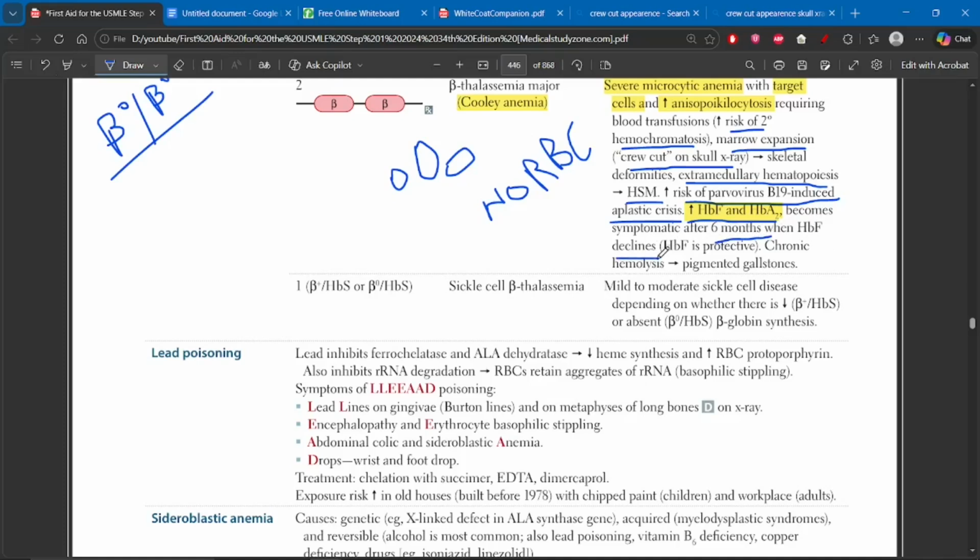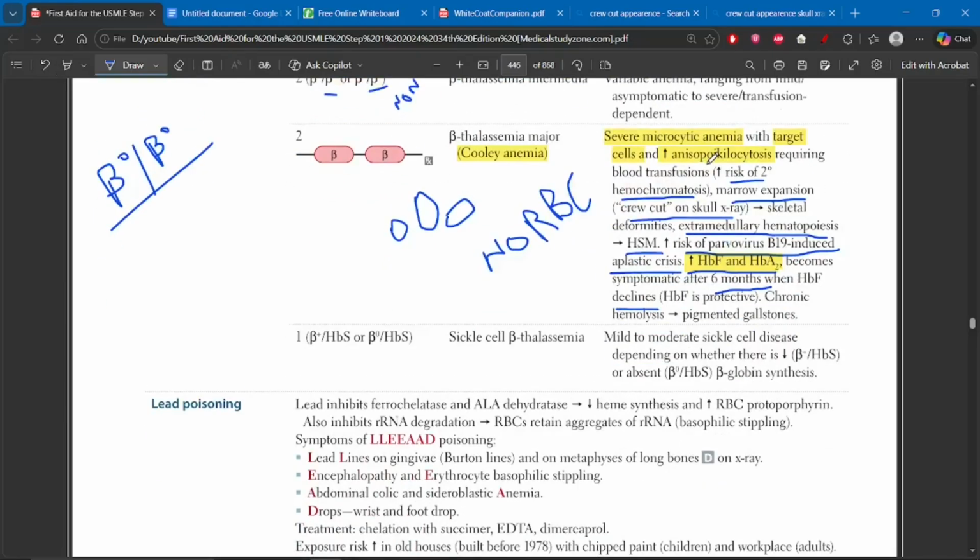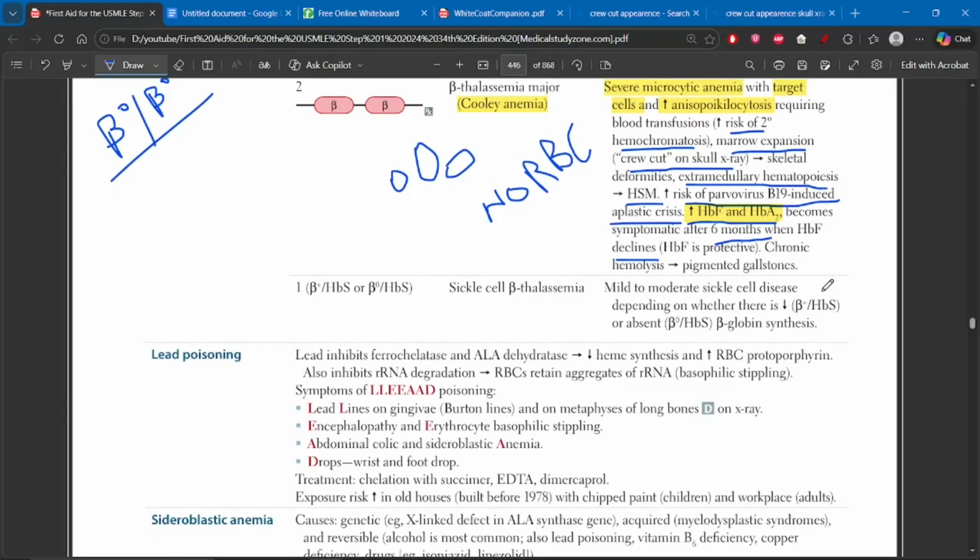The problem occurs in normal adult hemoglobin, right? So HbF is completely fine as long as it is there. HbF is protective. But as a newborn, it starts to decrease after 6 months of life, and then the problem starts to arise when there is a need of adult hemoglobin. So that's when you have to go for transfusions after 6 months. So you have to keep this point in mind.